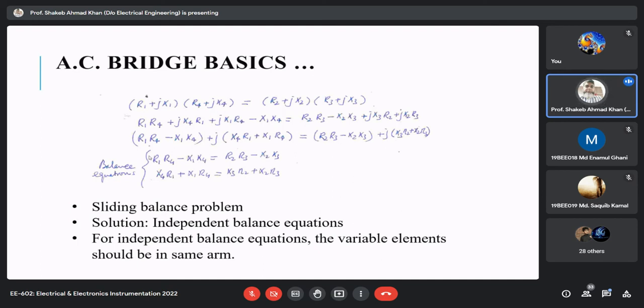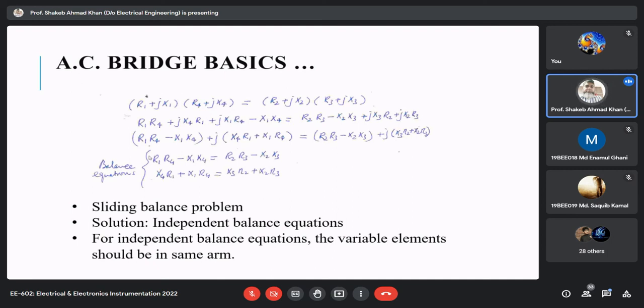Sliding balance problem can be resolved using independent balance equations. What is the meaning of independent balance equations? One of the variables is present in one balance equation, and the other is in another balance equation. Then we call both those balance equations independent of each other. So by varying one variable component, we can balance one equation, and by varying another, we balance the other. So how can we ensure that we have independent balance equations?